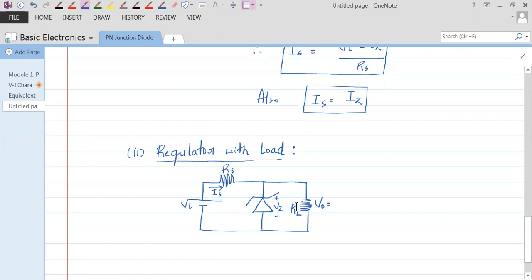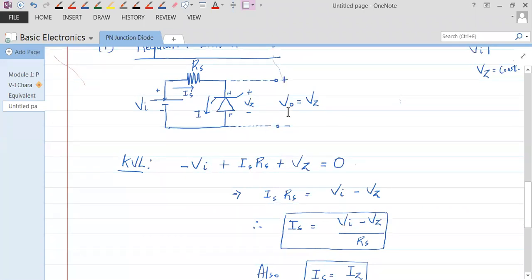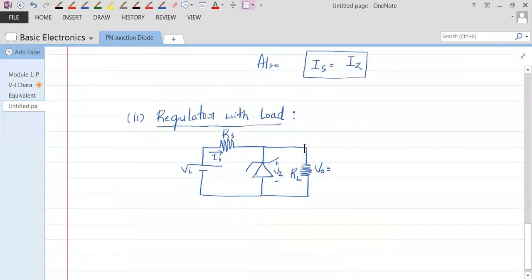Let me tell you what this load is. Compare this circuit with this circuit. Here we have not connected the load. V naught was Vz, since across these two points Vz is there. If you drag these terminals out and see what is there across these two points, you will find Vz only. Now across these two points is V naught.